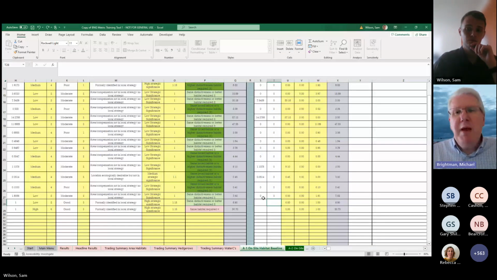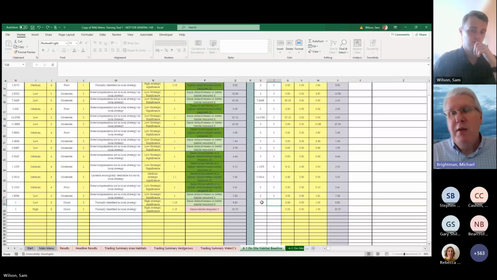But a little quirk of the metric that we just need to learn is that a habitat, in terms of the metric in these 2 columns, can only be either enhanced or retained. We can't show it as both.